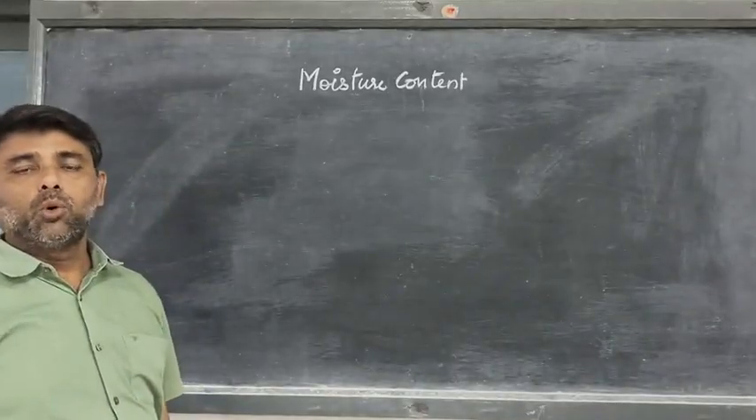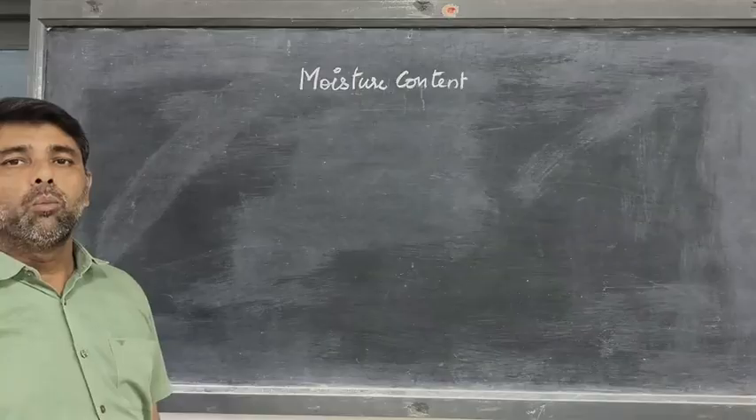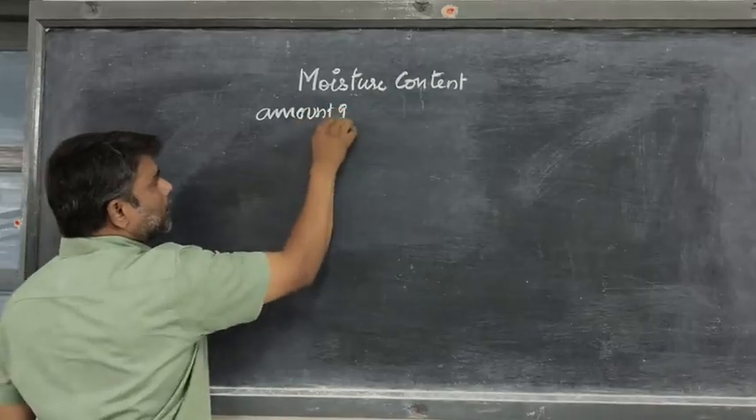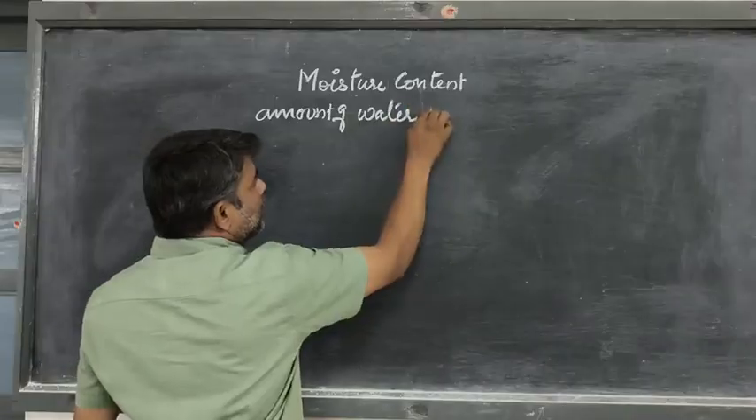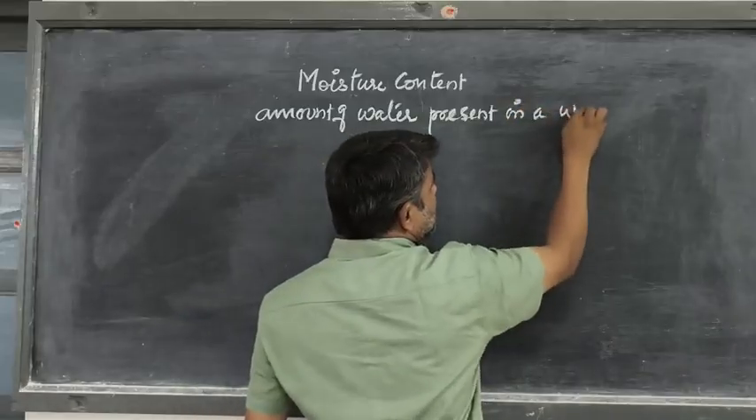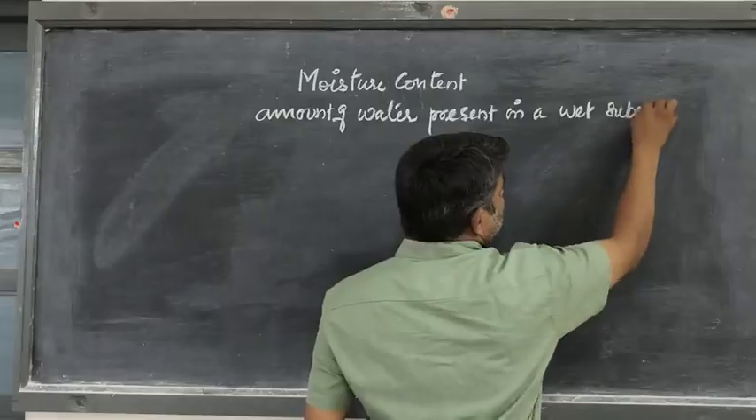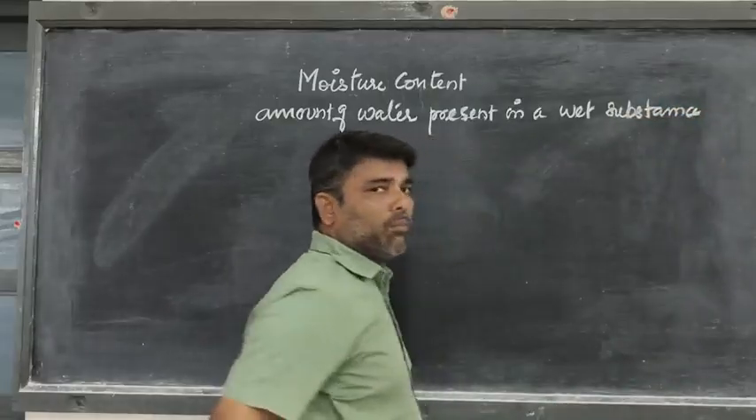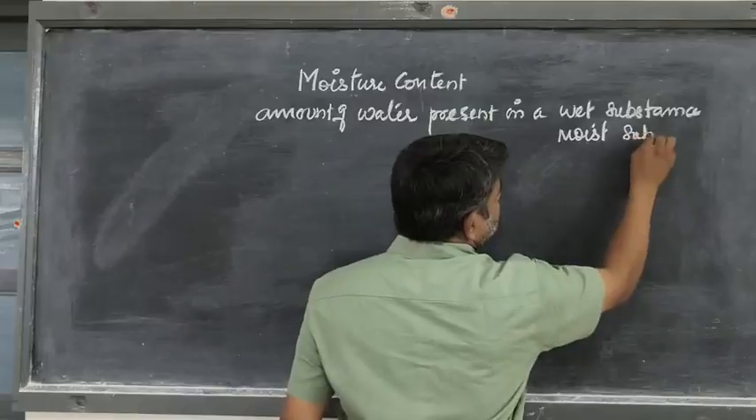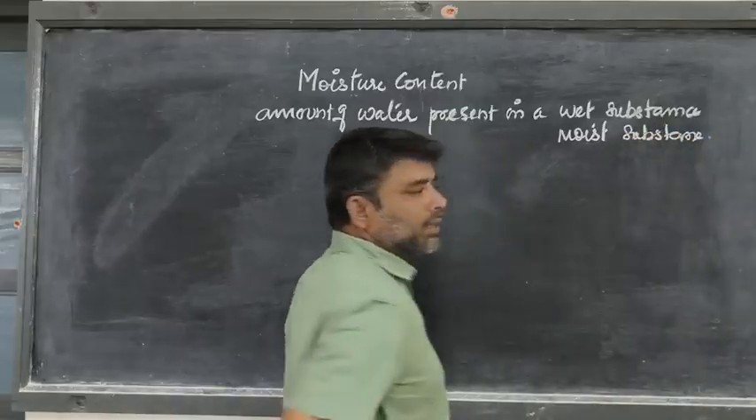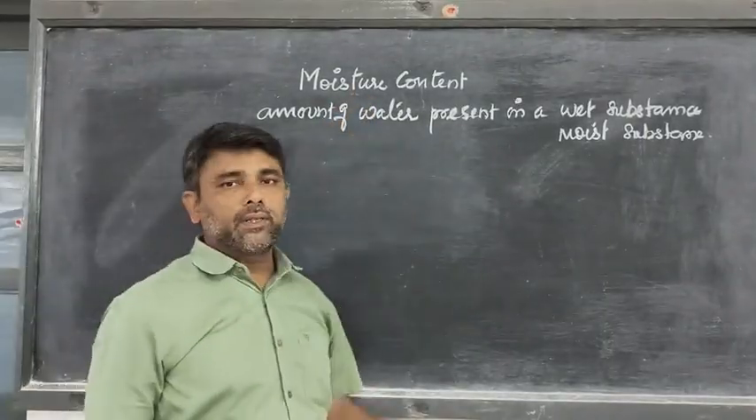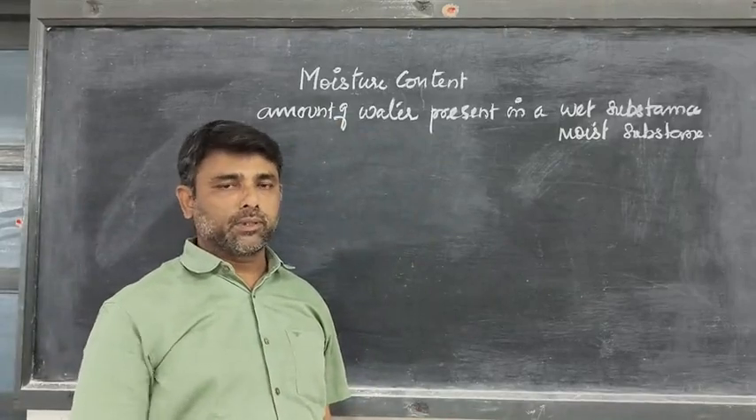It is nothing but amount of water present in a moist substance. Amount of water present in a wet substance or moist substance. Clear? Moisture content is nothing but amount of water present in the wet substance or moist substance.